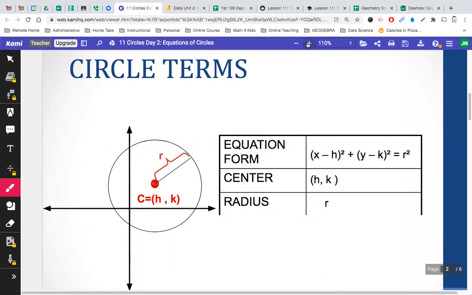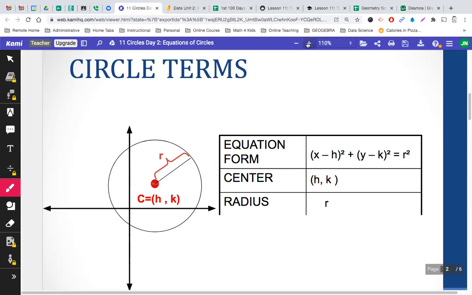x minus h squared plus y minus k squared equals r squared, where the center of our circle is at the point h comma k, and the radius, meaning the distance between the center and the outside of the circle, equals r. So if we know the center and we know the radius, we can plug those things in to get the equation of our circle.